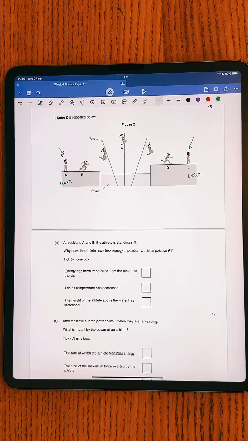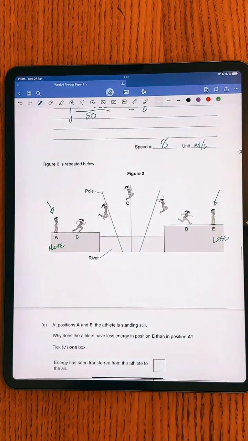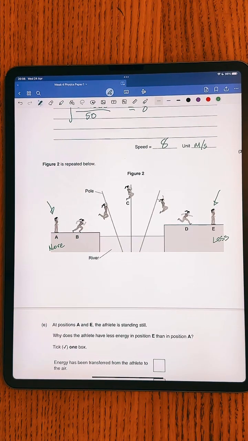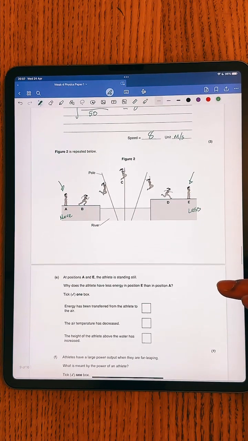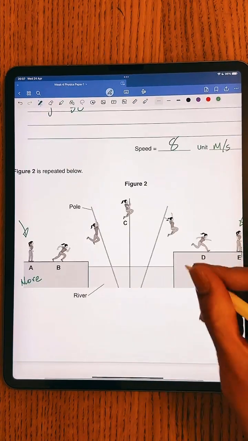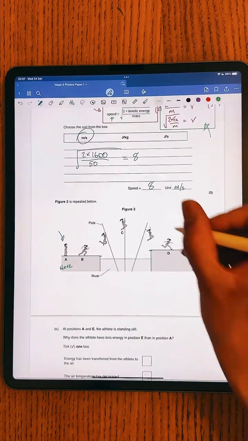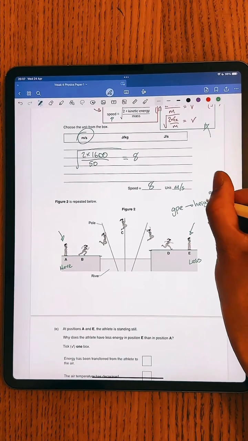So GCSE 2024 saying C, because the height of the athlete above the water has increased. No, it hasn't. Look, they're both at the same level. Oh, it has slightly. So we got people saying number one, number two. Less position. No, because if they're slightly higher up, so you can see here they're slightly higher up, that would mean they're higher in gravitational potential energy, doesn't it? Because gravitational potential energy depends on height. The question's asking, why is it less?